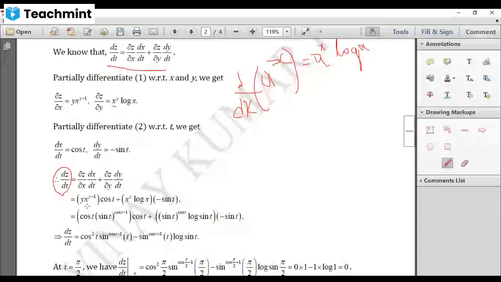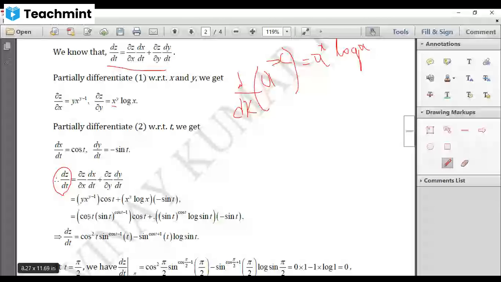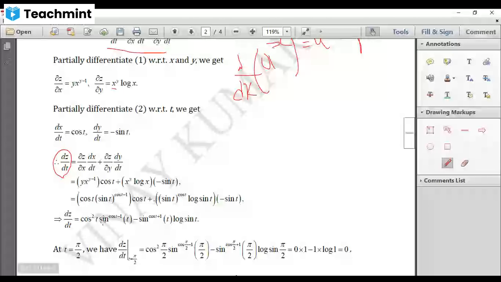So substitute for x and y. What is your x? Sin t. What is your y? Cos t. Substitute them. Right? So cos t into (sin t) to the power of cos t minus 1 into cos t plus (sin t) to the power of cos t into log sin t multiplied by minus sin t. Now simplify this. Cos t into cos t is cos square t into sin to the power of cos t minus 1 of t minus sin t to the power of cos t into sin t to the power of 1. If you add the power, you will get sin to the power of cos t plus 1 of t into log sin t.